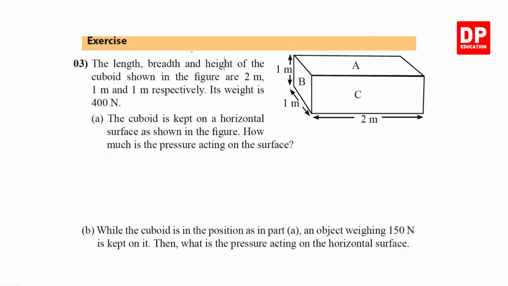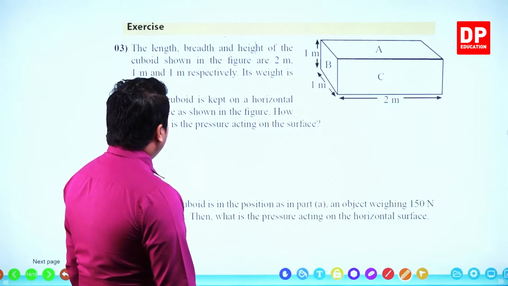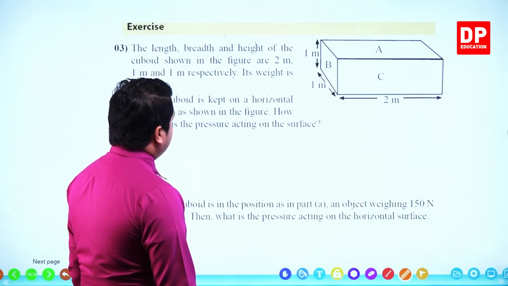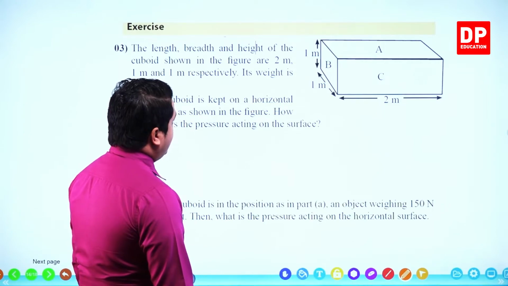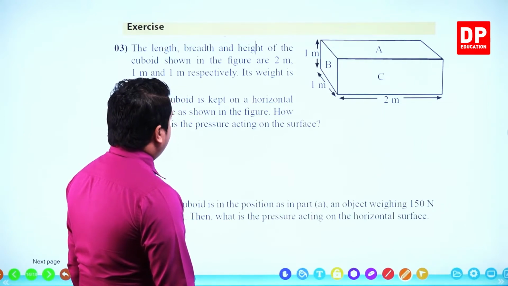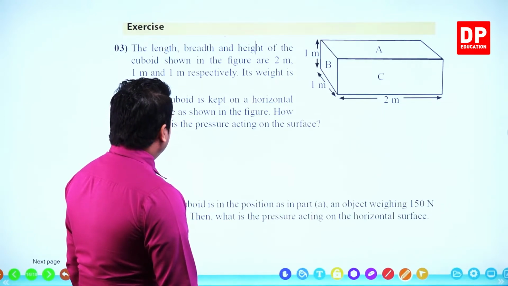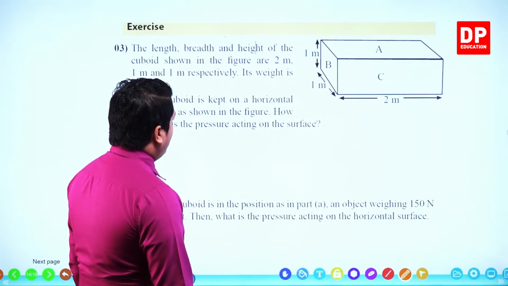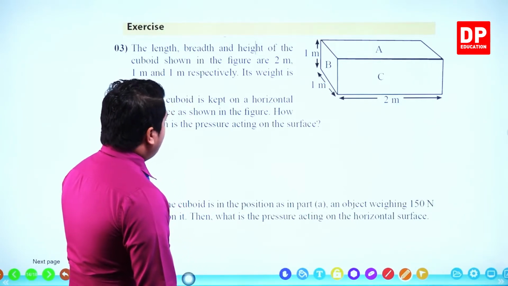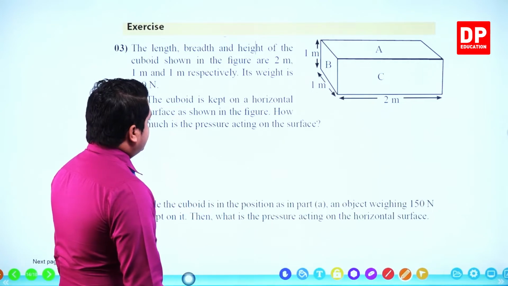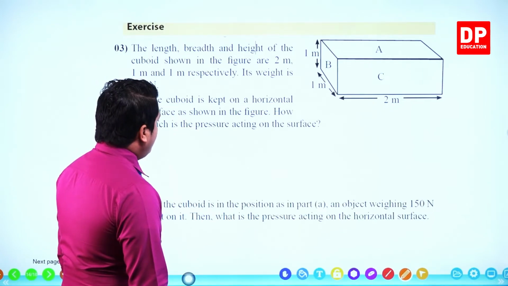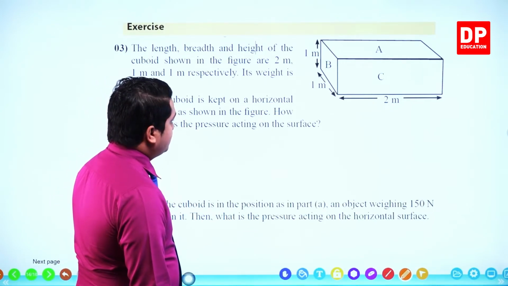Length, breadth and height of the cuboid shown in the figure are 2 meter, 1 meter, 1 meter respectively. Its weight is 400 Newton. The cuboid is kept on a horizontal surface as shown in the figure. How much is the pressure acting on the surface?